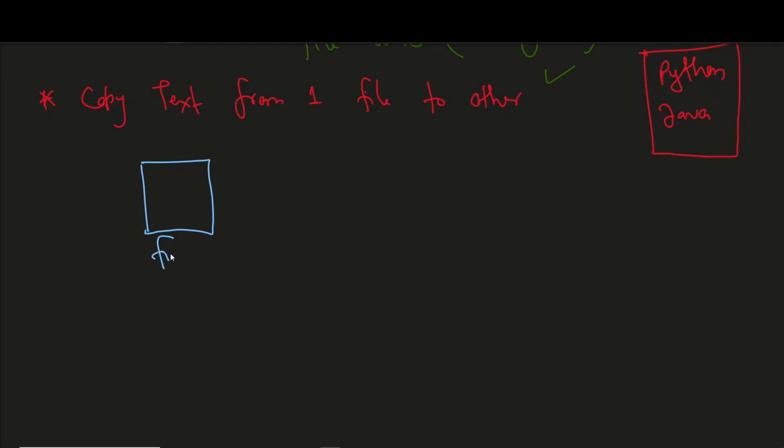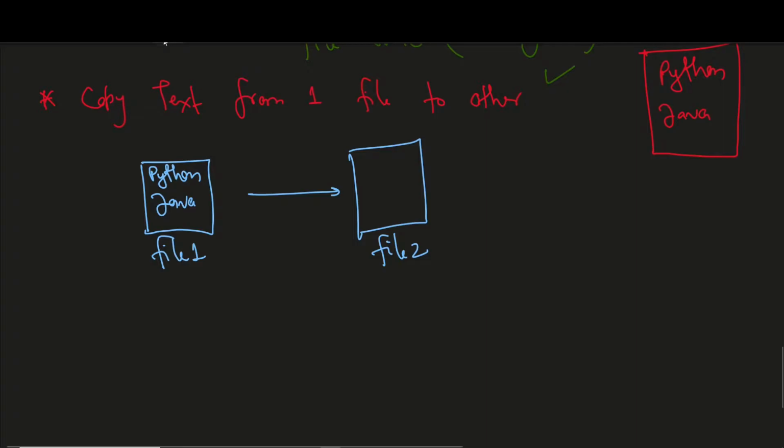So let's understand the problem first. We have file 1, and it has some content, maybe Python and Java. Now we have another file and it's empty. So basically we'll create a Python program, and this Python program will get the text from this file and copy the text to another file. So the first line is Python and the other is Java. Clear? I hope you understood the problem now.